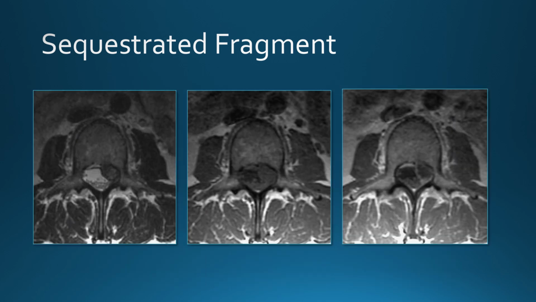This transverse image shows this sequestrated disc fragment, and typically these will enhance at the periphery. So disc herniations will enhance along the periphery. That's another way to distinguish that from tumors, which usually will have more homogeneous enhancement.